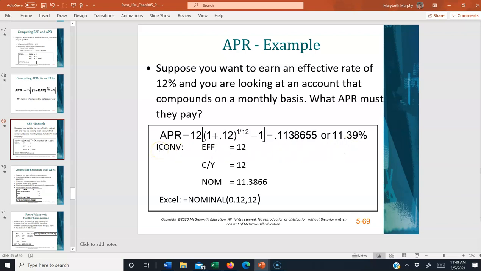If you use your calculator, you're going to use the ICONV function. The effective rate is 12, the compounding periods per year is 12, and that should give you 11.3866. And in Excel, you would use the nominal function. And again, you would need that Excel add-in to do that. That would give you 0.12 for the rate and 12 for the compounding periods.